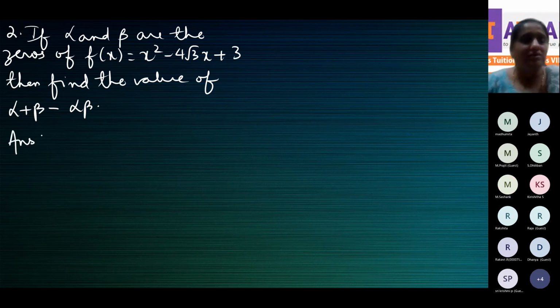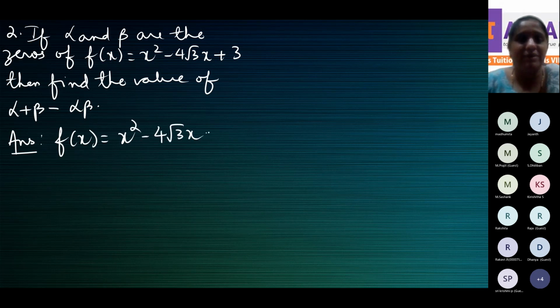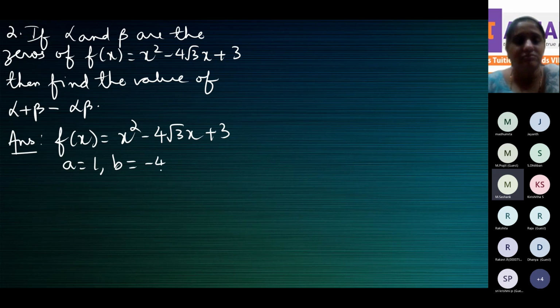Very good. Yes, children. Now it's time to do it together. Don't write. Listen to me. Now what is given? F of x is equal to x squared minus 4 root 3x plus 3. Now what's the first thing we'll have to do? Compare it with the standard form. So what are the values of a, b, and c? A is equal to 1. B is equal to minus 4 root 3, and c is plus 3.